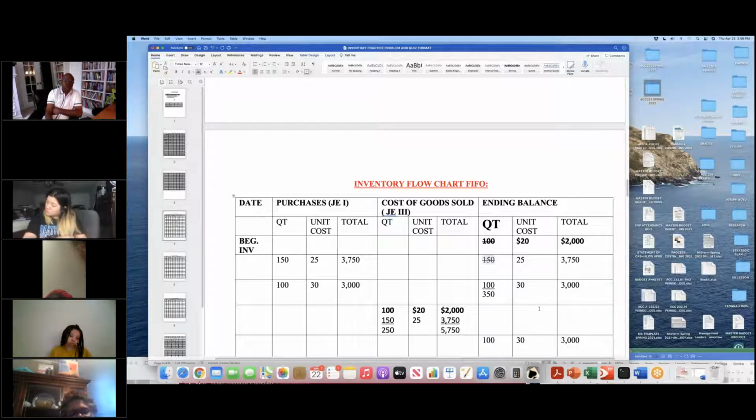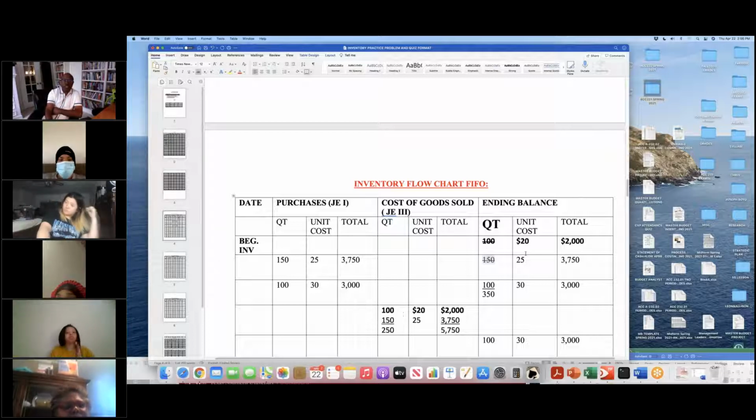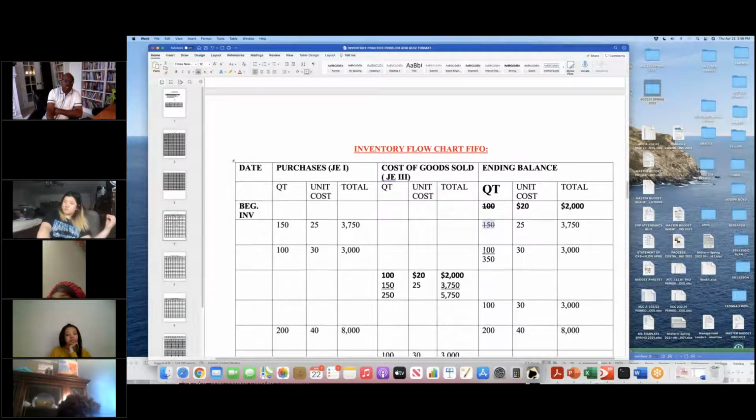Which ones did we sell? The older ones first, the ones in that first purchase. So if we sell 250, we have to get them from here somewhere to get to 250. Any questions on just the quantities? Because with the quantity, you can always then put in the unit cost. So go with the quantities.